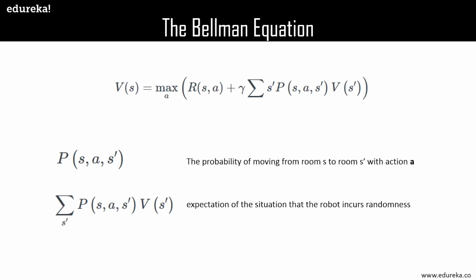Now, if we do so, we get V of S is equal to the maximum of R of S comma A plus gamma into the summation over S dash of P of S comma A comma S dash into V of S dash. Now the P of S, A, S dash is the probability of moving from room S to S dash with the action A. And the summation here is the expectation over the situation that the robot incurs, which is the randomness.